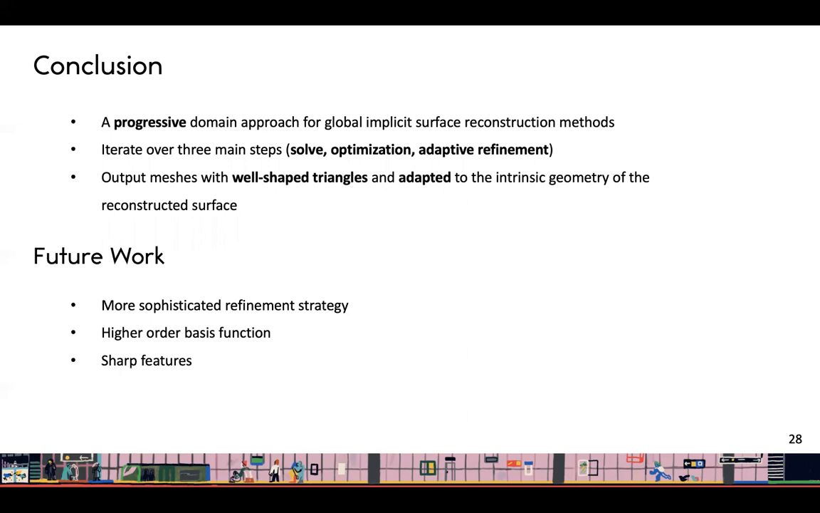In the future, we would like to improve our approach from several perspectives. Firstly, we want to try more sophisticated mesh refinement methods or a combination of refinement and coarsening. We want to use higher order basis functions instead of piecewise linear functions. We would like to adapt our domain to sharp features in order to reconstruct them with no distortion. Although the classic solvers cannot deal with such situations, our progressive approach is capable of discovering sharp features and modifying locally the solver to make them appear.